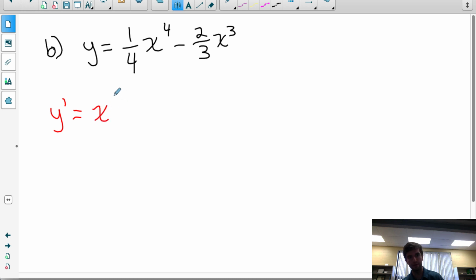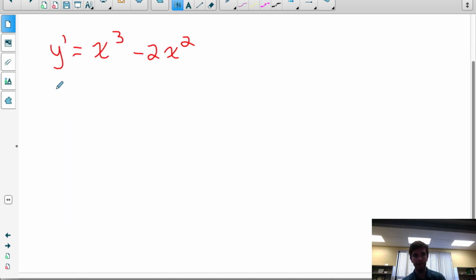4 times a quarter is 1, x cubed. And 3 times 2/3 is 2, so minus 2x squared. So there's my derivative. This is a polynomial function, so there's no restrictions on the domain, so it can't be undefined, so I don't have to worry about that for critical numbers. But it could be 0. So anytime this function is 0, we would consider a critical number, right?